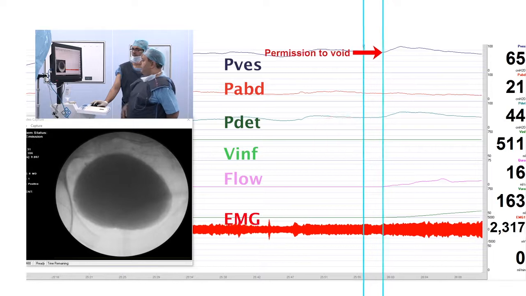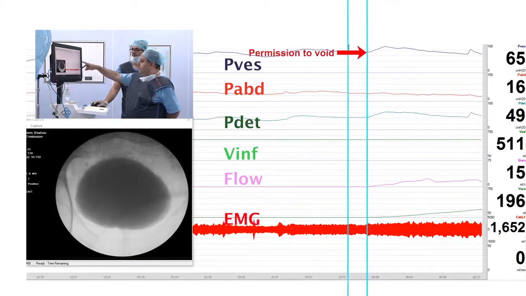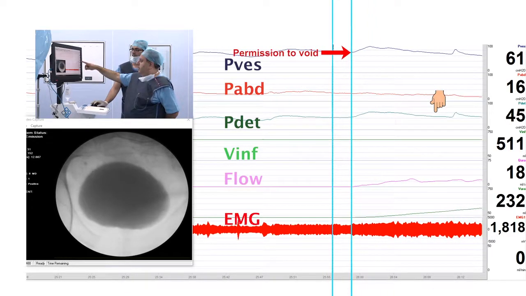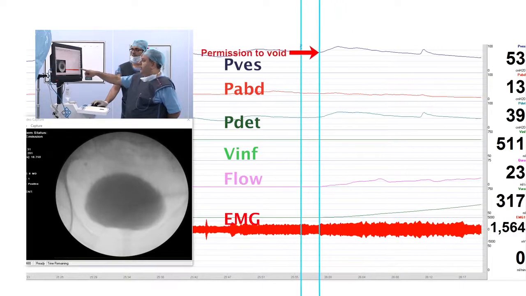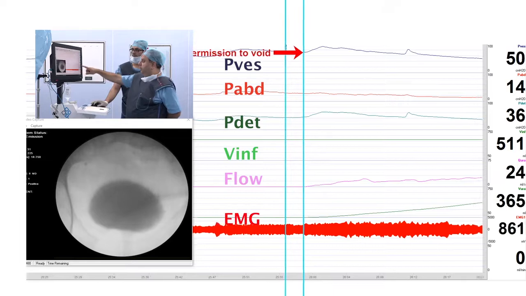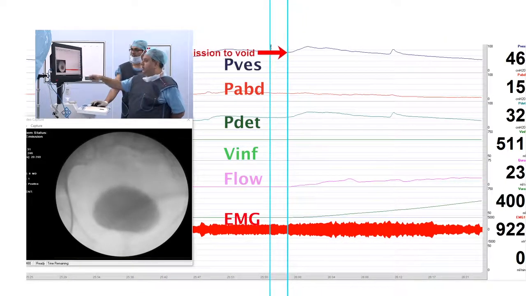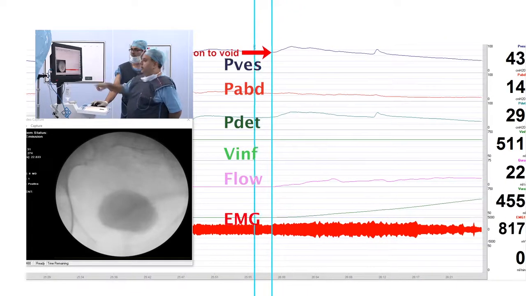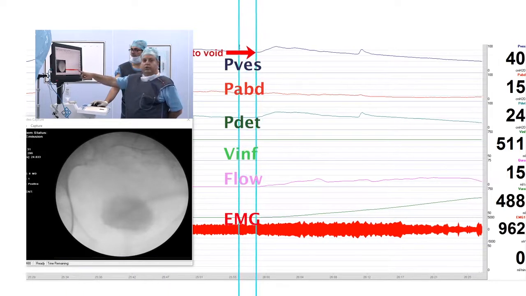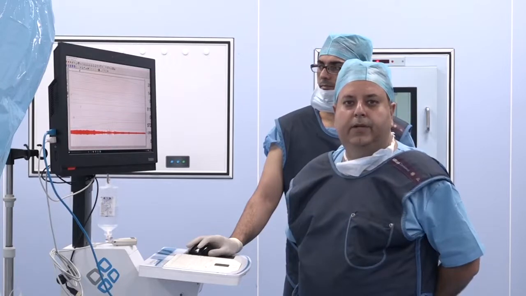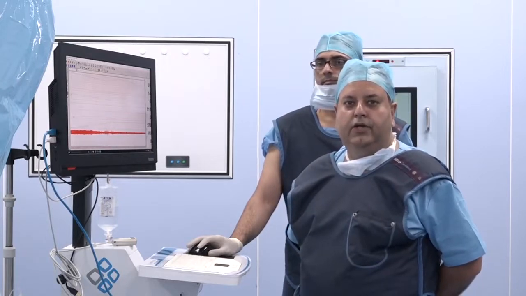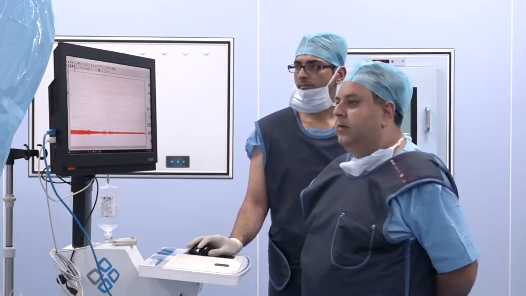The patient is voiding, and we can see that the pressure has risen to about 50 centimeters of water. The abdomen is flat. The patient has a good flow, and the EMG is not totally relaxed. We can see that the patient has totally emptied his bladder. We will now ask the patient to cough again to check for the quality signal. Please cough.